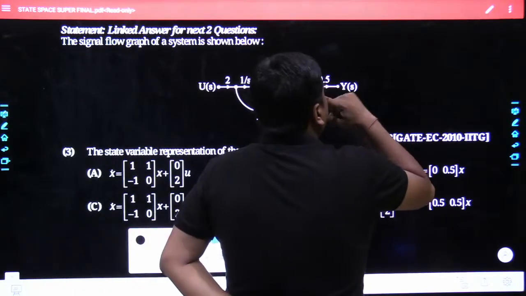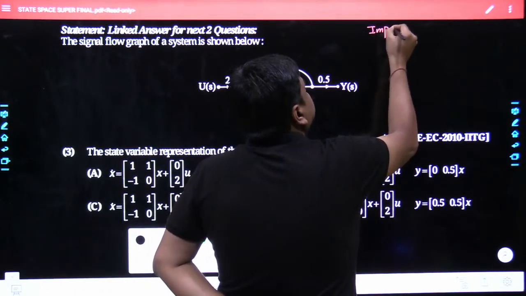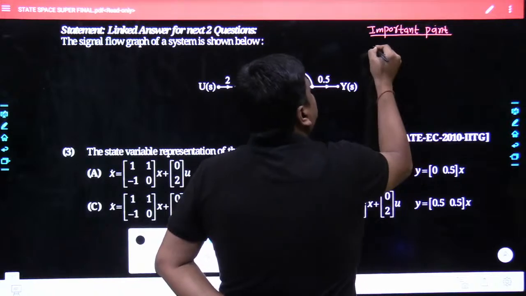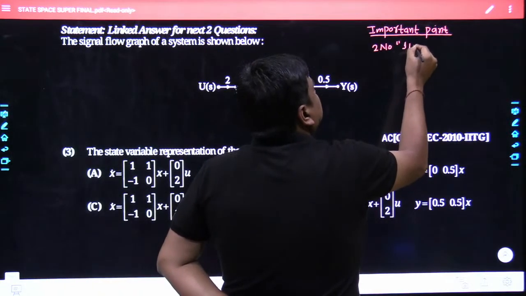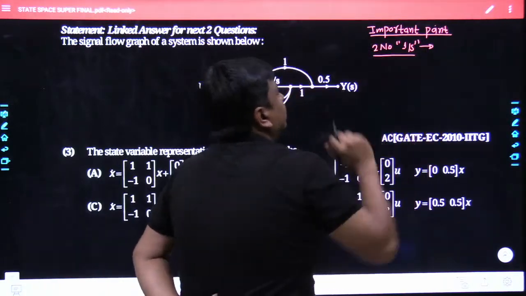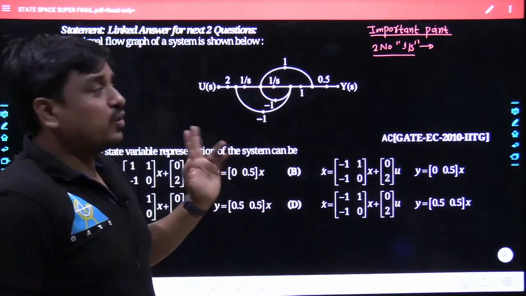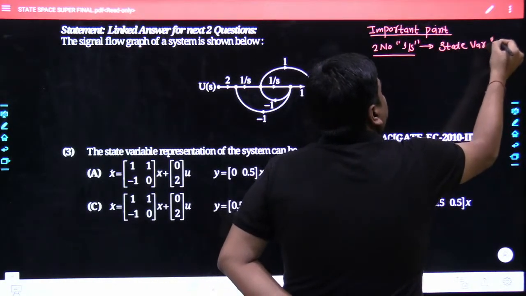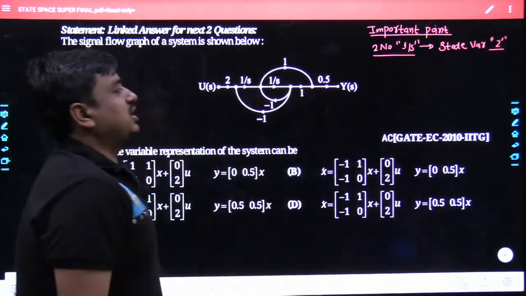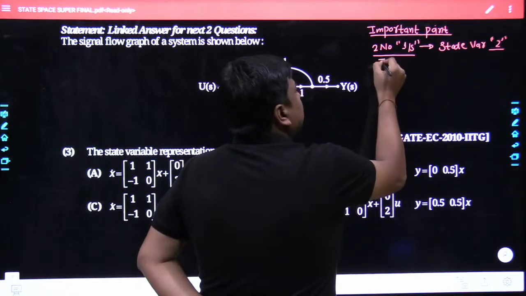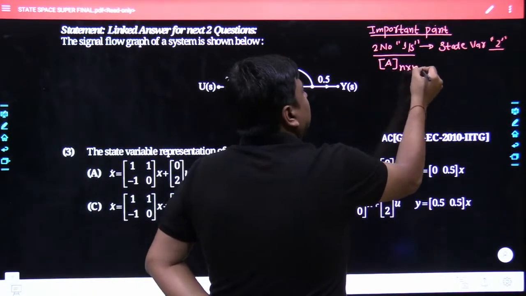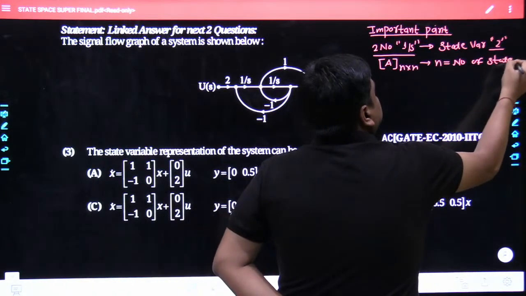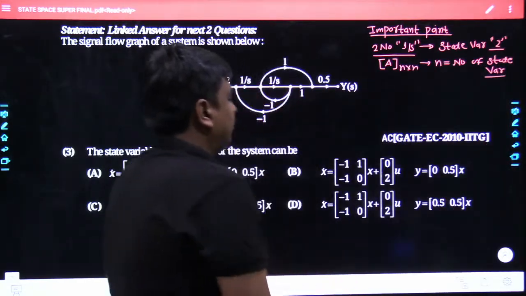If you want, I can write somewhere here the important point. The important point I can write: the two integrators indicate that in future, if I would be calculating the transfer function or the net transmittance of the given SFG, it would be of order 2. So how many state variables are required? Exactly 2. Even you can cross check from the given options also, and you can see very well the matrix A used to have the order of n cross n, where the n used to be the number of state variables.